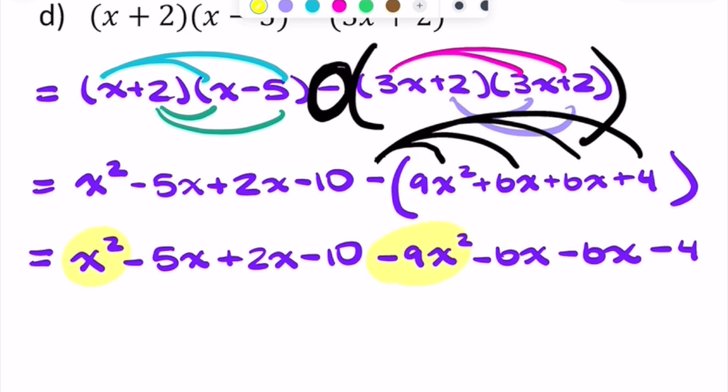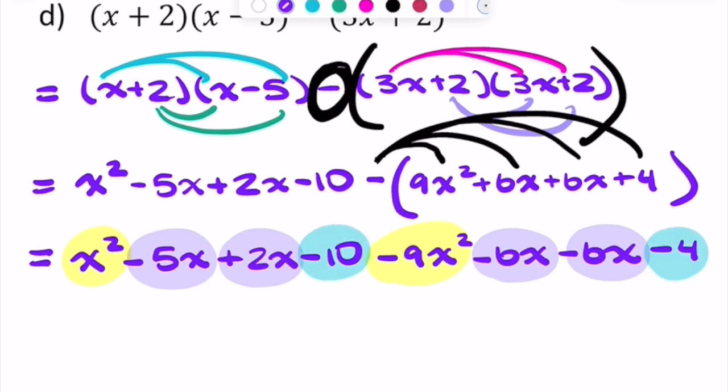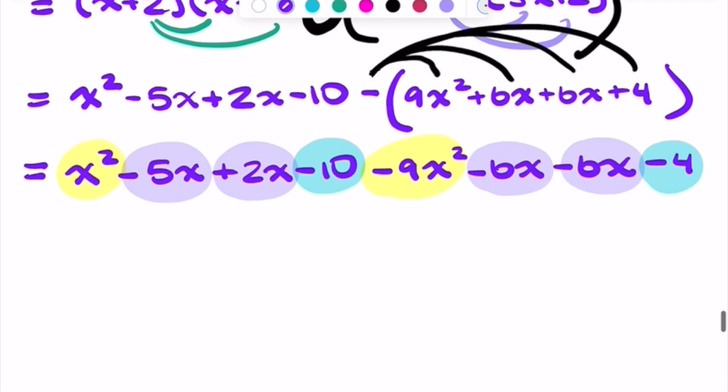I'm looking for all of my x squareds. I'm looking for all of my x's. And I'm looking for all of my plain numbers. Standard form suggests I deal with those x squareds first. So x squared really has that 1 in front of it. 1x squared and -9x squared give me -8x squared.